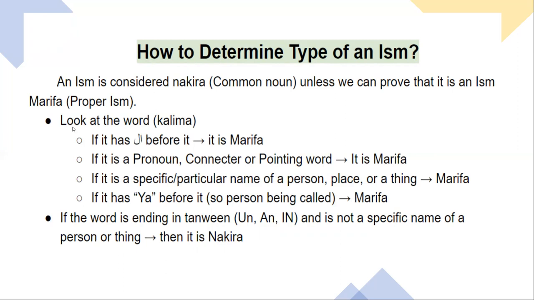So when we see a word or kalima, if it has al before it, it is marifa. If al is there, then it's marfa. If it's a pronoun, connector, or pointing word, then it is marfa. If it is a specific particular name of a person, place, or a thing, then again it's marfa. And if it has a ya before it, ya means someone is calling someone.